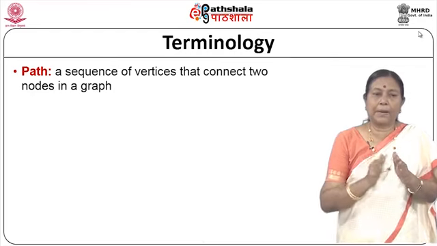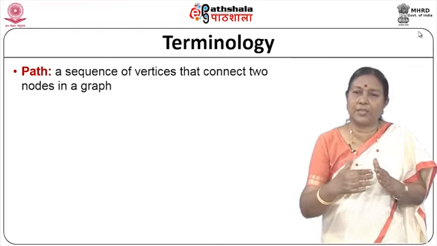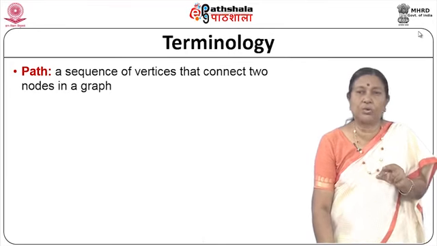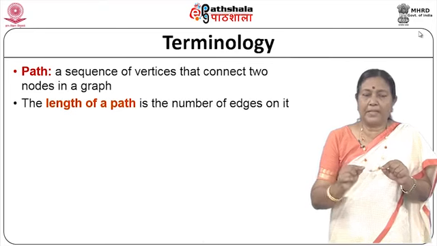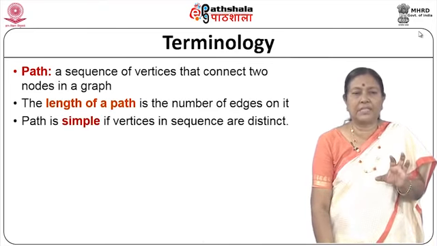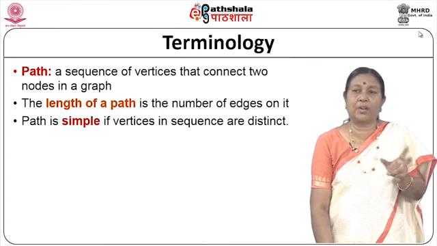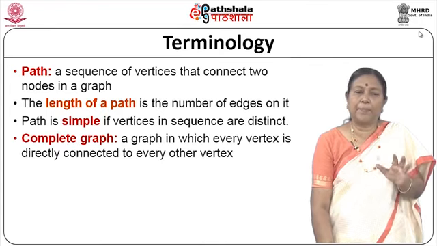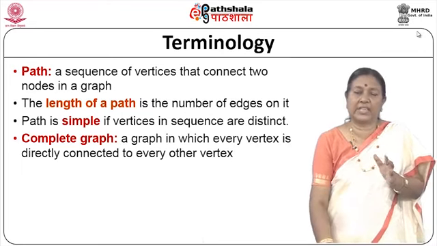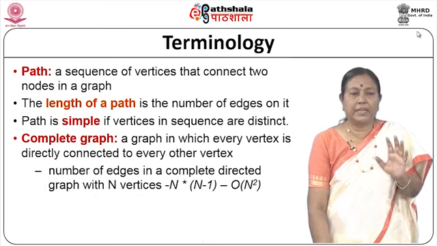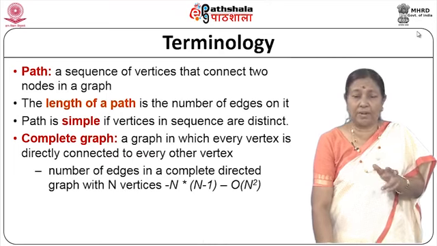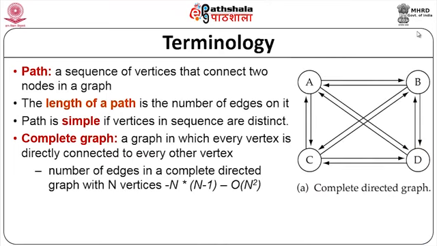Now some more terminology, a path. Now what is a path? A path is a sequence of vertices that connect two nodes in a graph, sequence of edges that connect two nodes in a graph. The length of a path is the number of edges in it, and a path is simple if the vertices in sequence are distinct, that is they do not connect among themselves again.